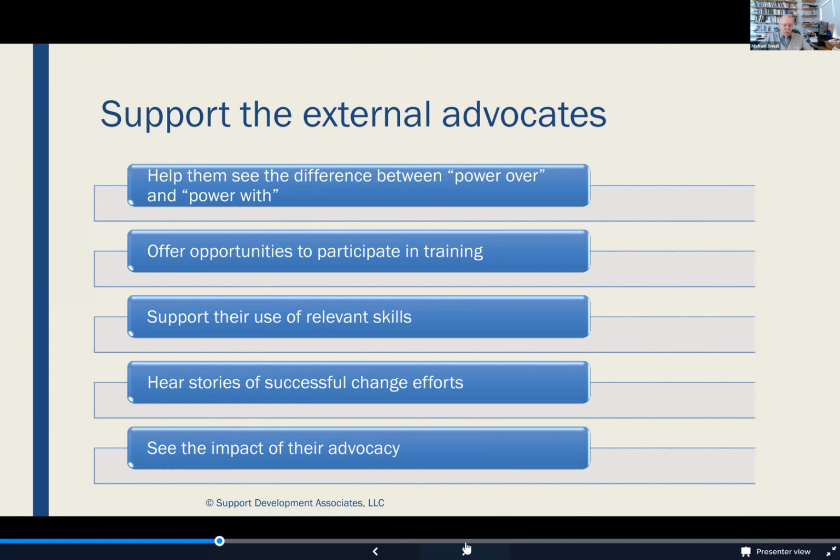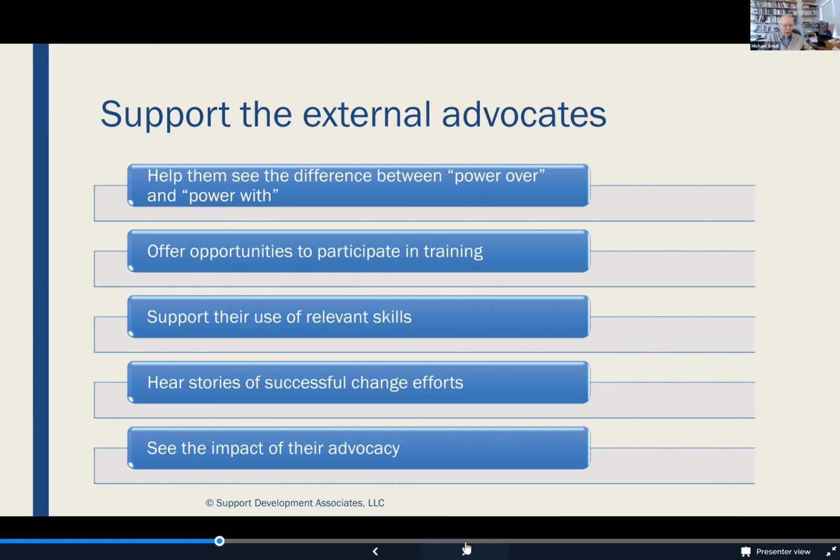And as they work, they will come up with stories of successful change efforts. And those stories need to be stories that the system collects and shares, because that's how they're going to see the impact of their advocacy. And that positive impact needs to be acknowledged as we do this. And this is something that you can see in some states is already happening, where in others, advocates are seen as enemies and not allies.